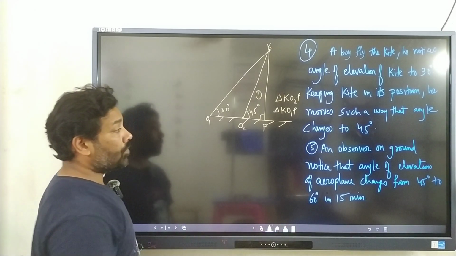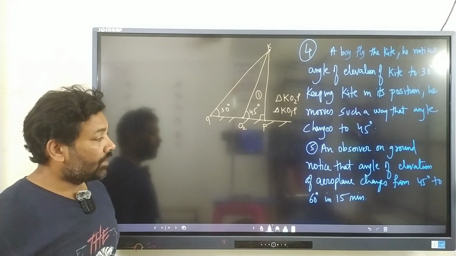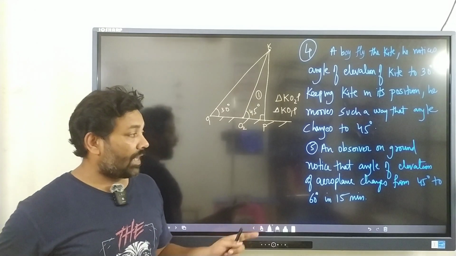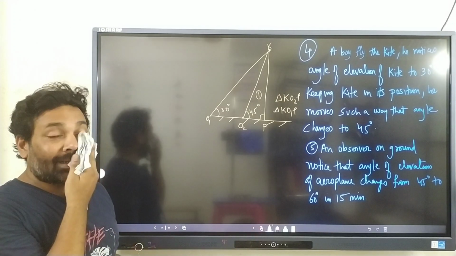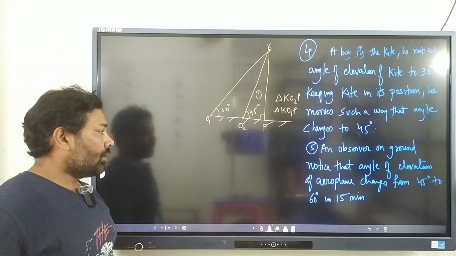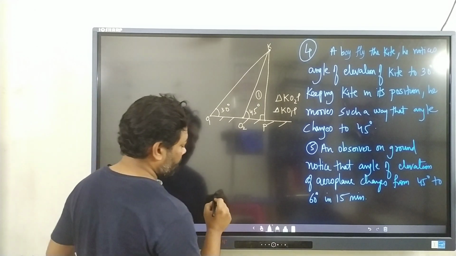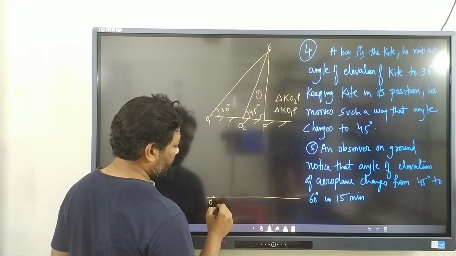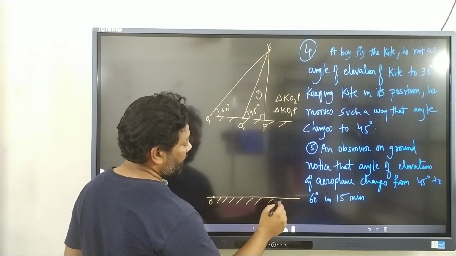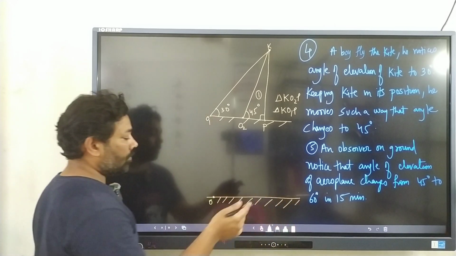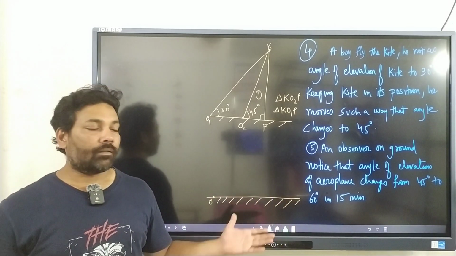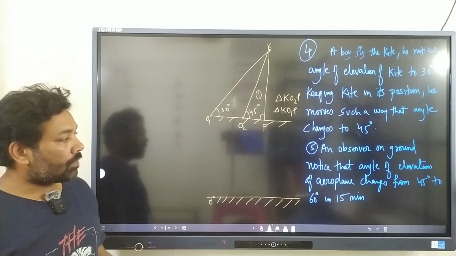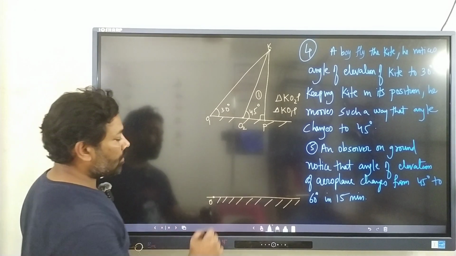Question number 5. An observer on the ground noticed that the angle of elevation of an aeroplane, right? Observer is on the ground. So again the same situation. Draw the ground. So let's say this is the ground and somewhere here is the observer. Such dashed lines should be shown in order to represent a hard surface, the ground. So the observer on the ground notices the angle of elevation of the aeroplane.